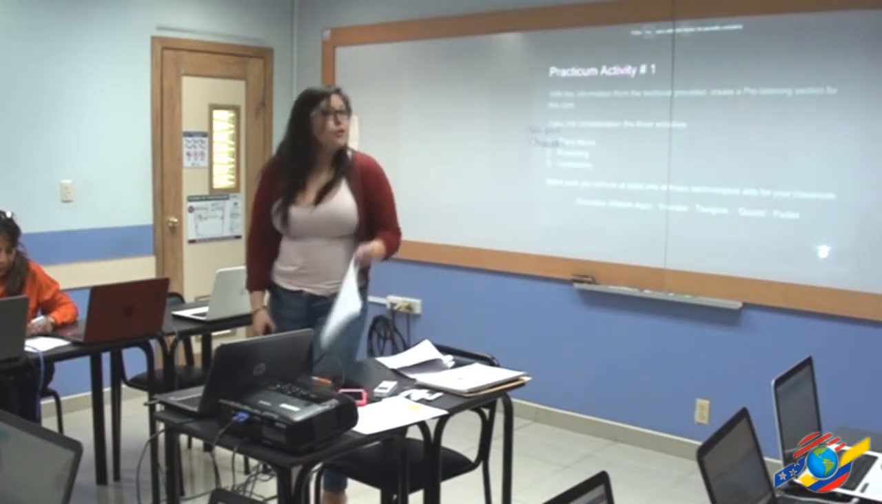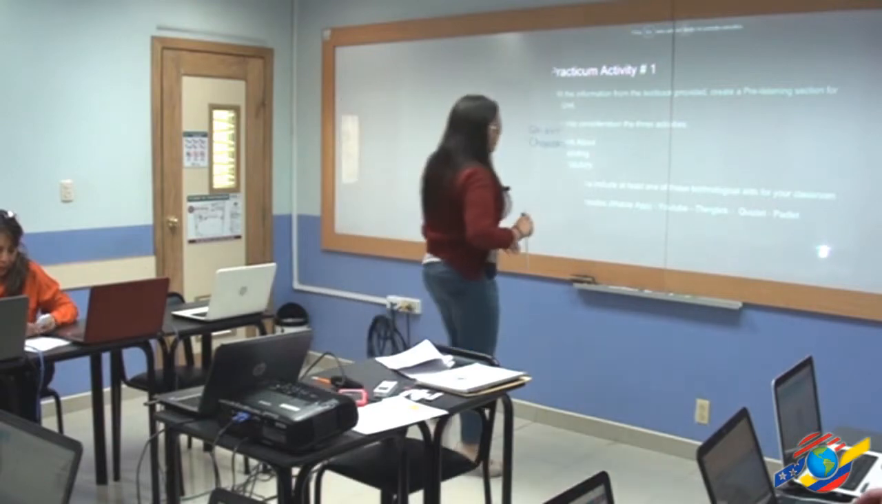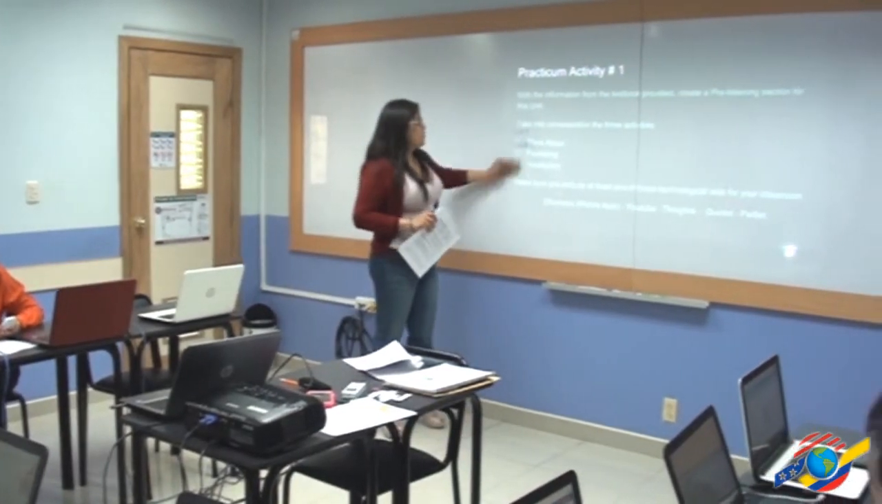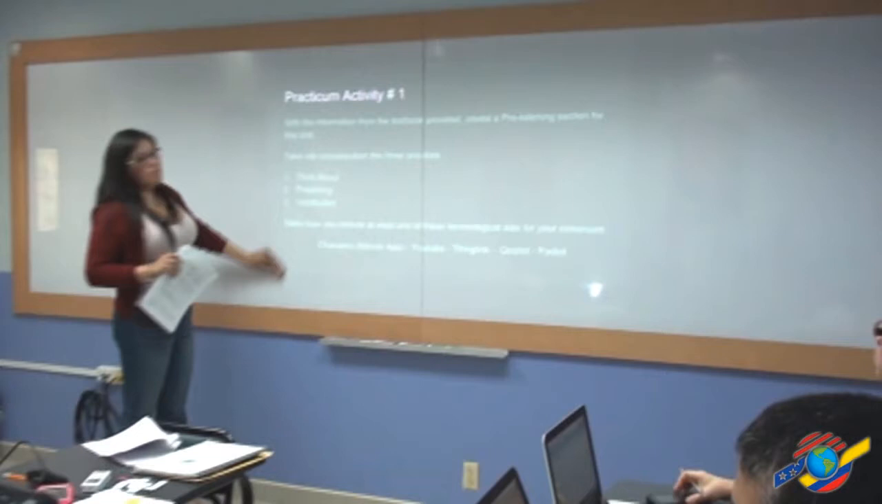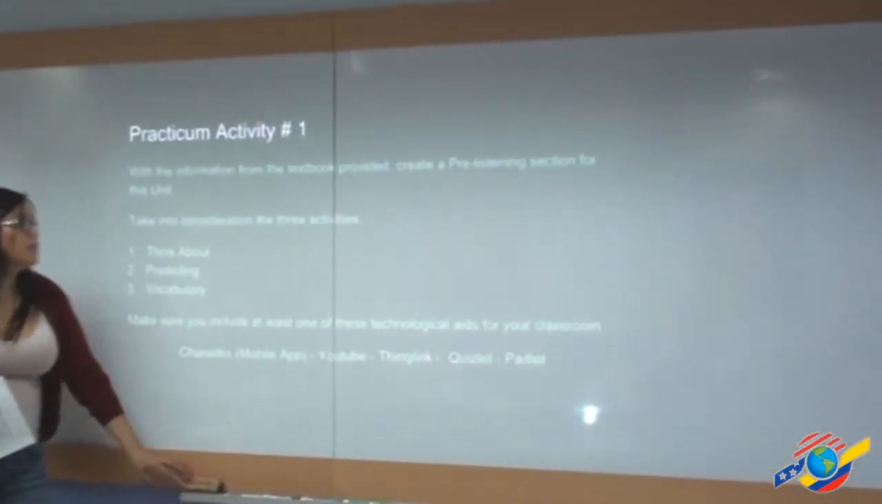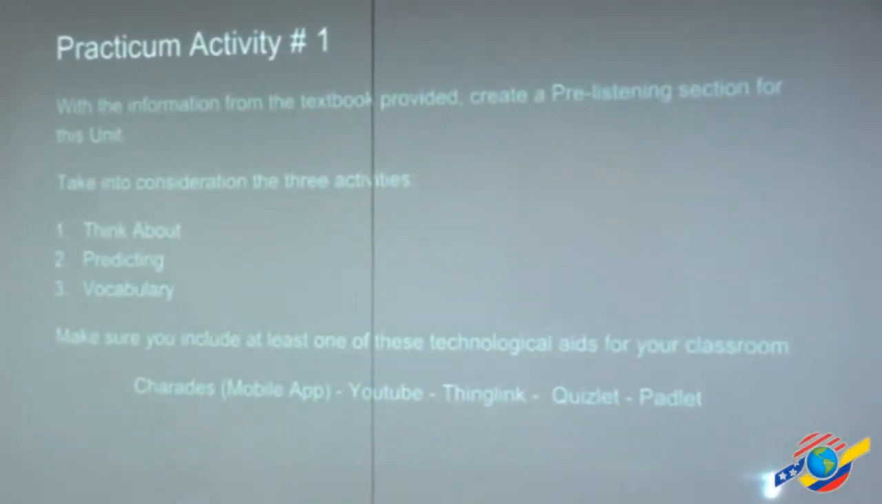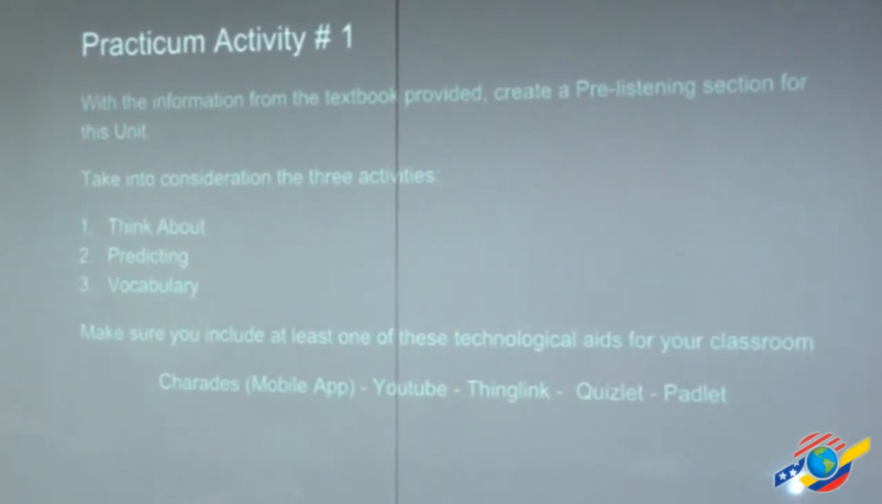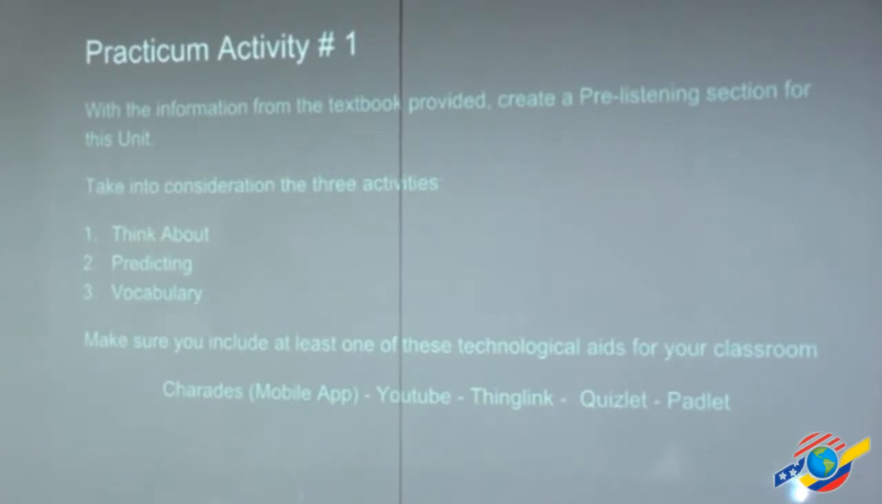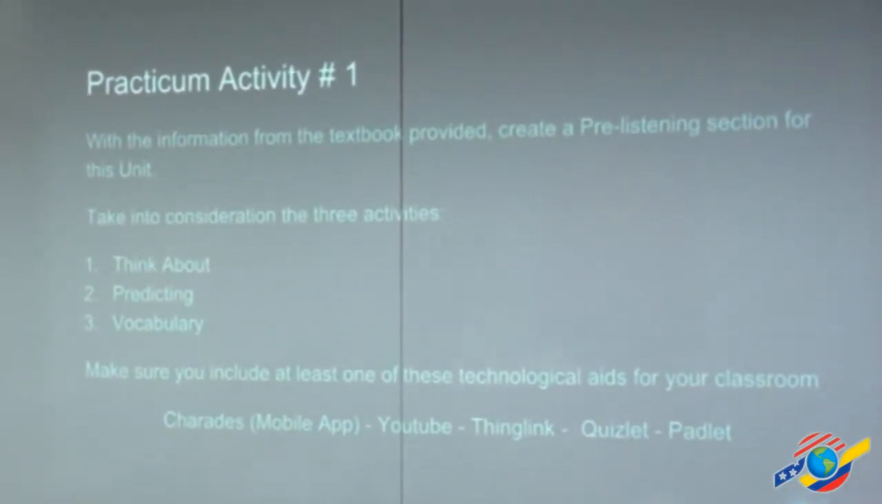So, here you go with the first activity we're going to have individually, each one with your own computers. This is the practical activity. Leo, please, can you begin reading? Yes, practical material 1. From the textbook information provided, create a pre-listening section for this unit. Take into consideration the 3 activities: 1. Think about. 2. Predicting. 3. Vocabulary. Make sure you include at least one of these technological aids for your classroom.